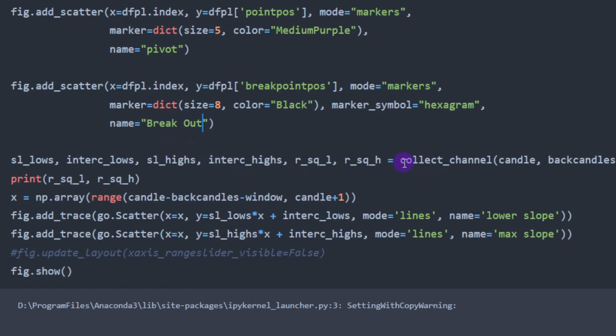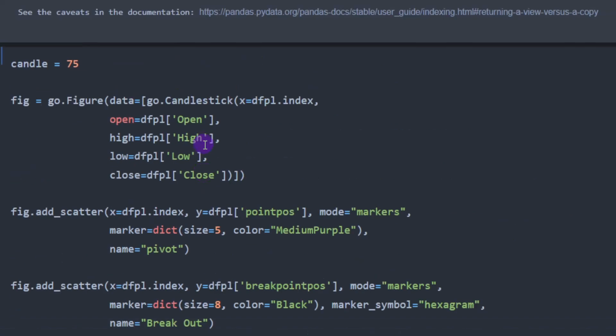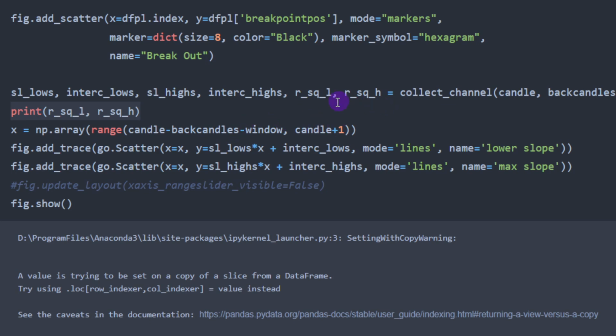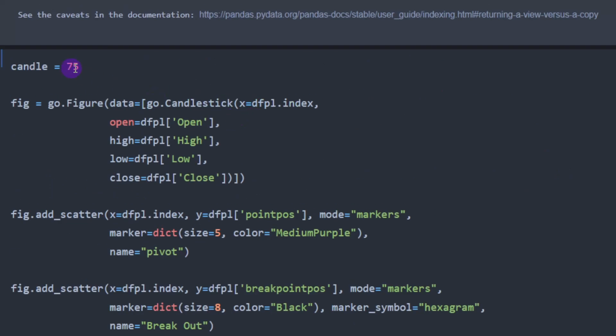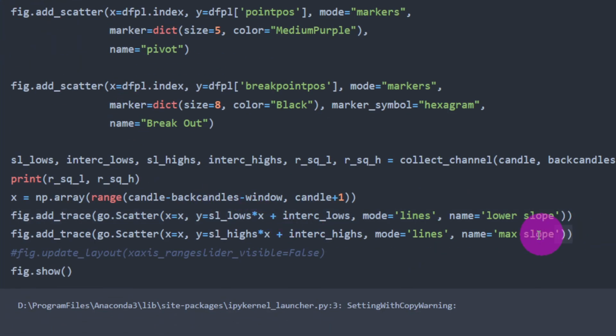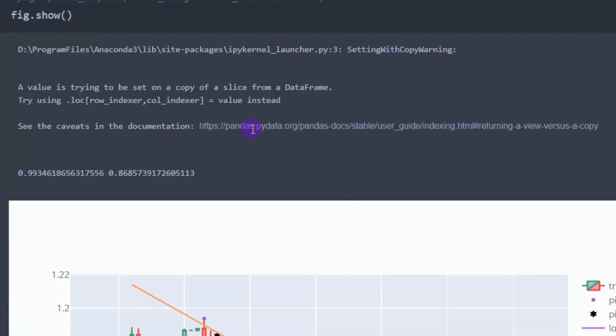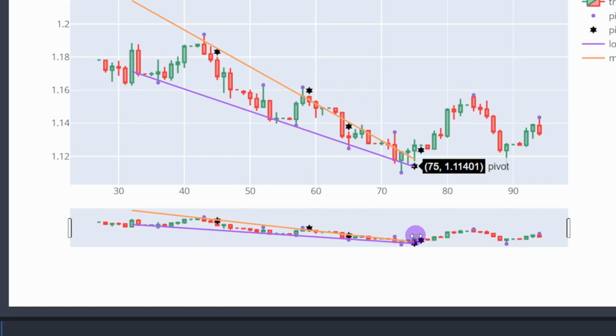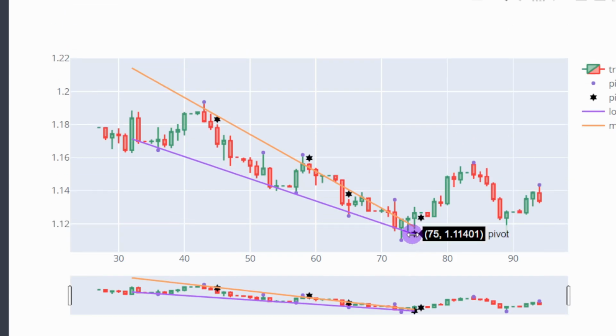And we're going to use the collect channel. It's not needed at this point because it was computed previously. However, I'm using it here just to check the R squared values for the fittings, and in case we want to change the candle here to replot the new segments of the channels related to whatever candle we're using. And then we add the segments of our channel on the figure, and that's what we get for the current 75 candle. So this is candle 75, the index is 75.